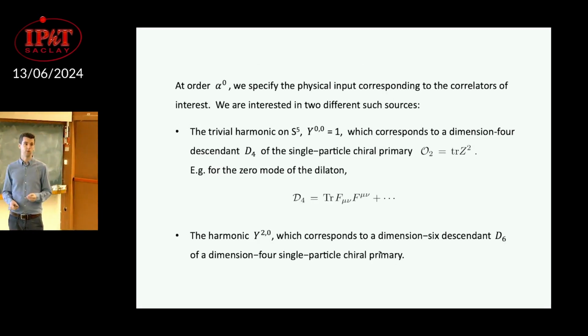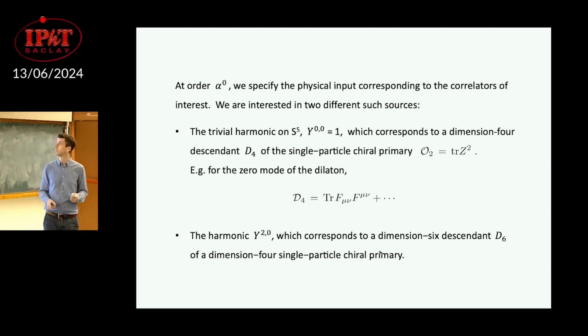So at order alpha 0, we have to specify this physical input corresponding to the particular correlator one is interested in. And there are two such sources we've been investigating so far. One is to take just the trivial harmonic on S5, which corresponds to the 0 mode of the dilaton or axion on S5, which corresponds to a dimension 4 descendant of a single particle dimension 2 chiral primary, the same one we have in the background, which is O2 equals trace Z squared.